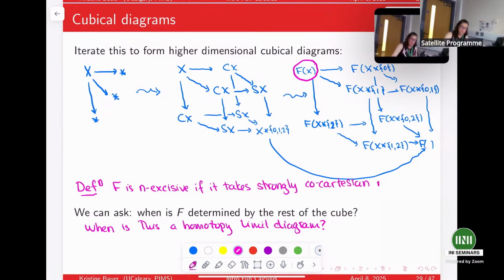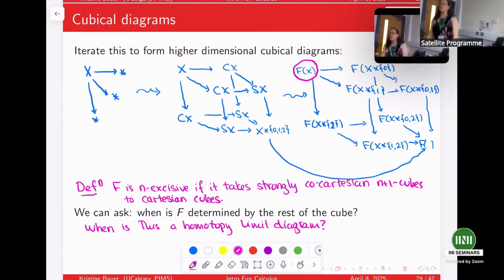Are they not related in some way? The definition from yesterday, the stably one. Stably, yeah. So let me finish this and then I'll answer that question. N plus 1 cubes to Cartesian cubes.